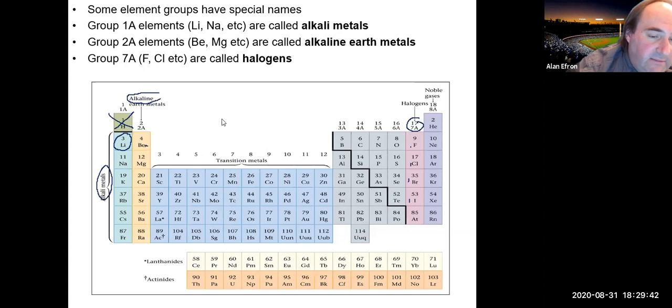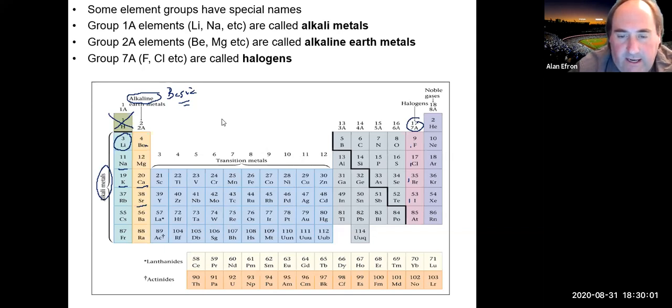Now, when we talk about alkaline and alkali metals, which are over here, alkaline basically means basic. That's where a lot of strong bases come from, things like sodium hydroxide, potassium hydroxide, calcium hydroxide, strontium hydroxide. These are where a lot of bases actually come from, and that's really what alkaline means.